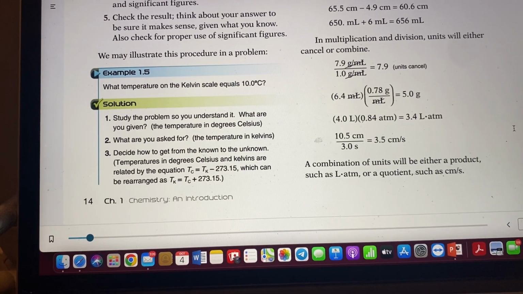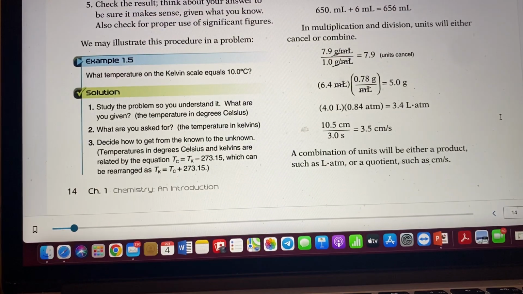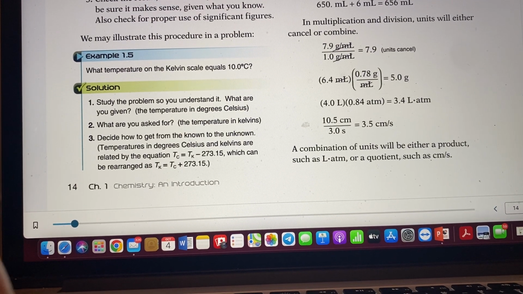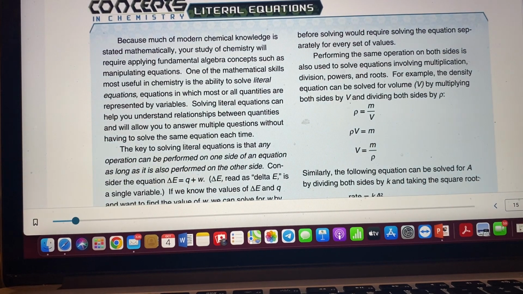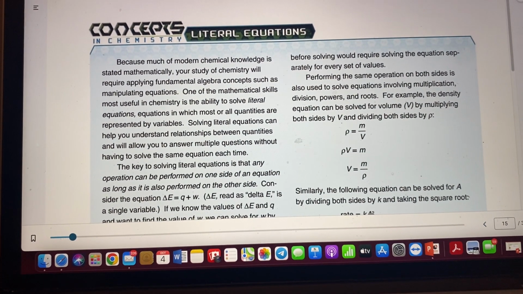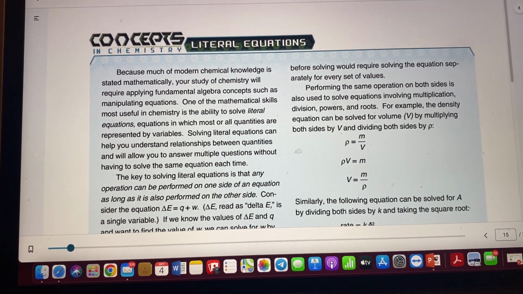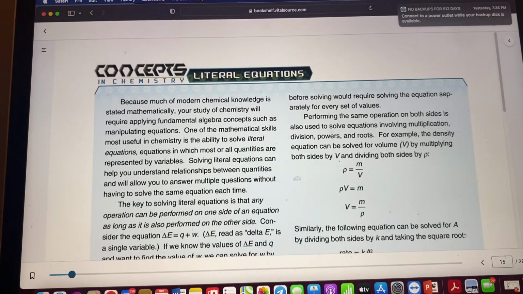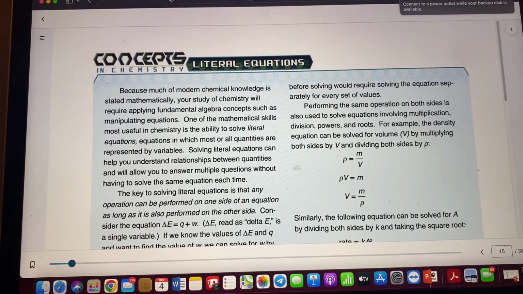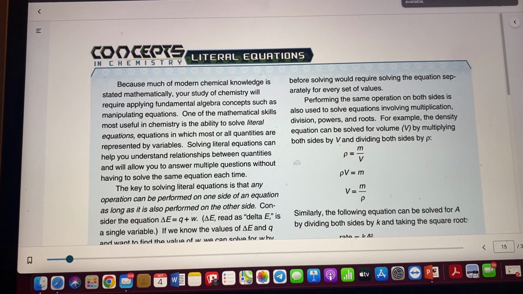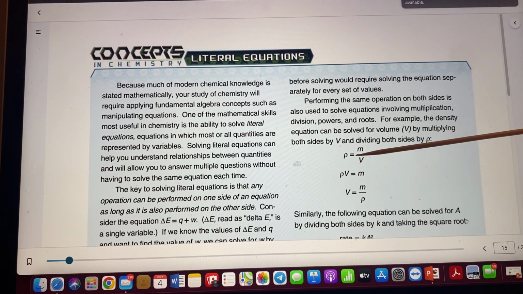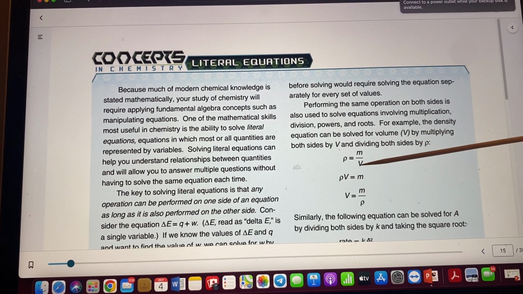Okay, so let's go on to the next section. This whole part has to do with algebra. They want you to do literal equations. You want to be able to change the equations around. So here is your equation for density that you need to know.